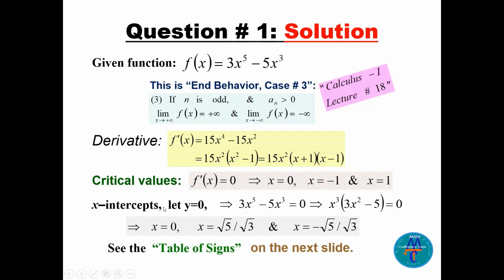Now to find the x-intercepts, let y equal 0. So take the whole function equal to 0 and factor it. You find three values for x: x equals 0, x equals square root of 5 divided by square root of 3, and minus square root of 5 divided by square root of 3.